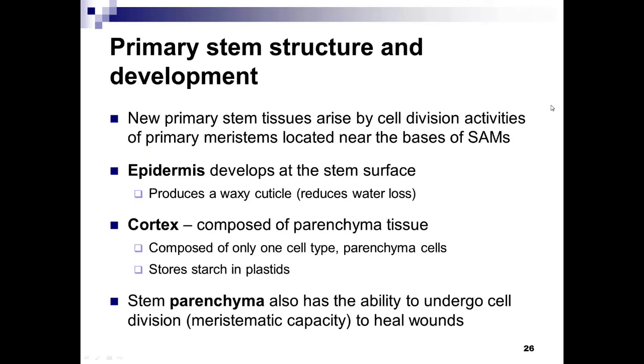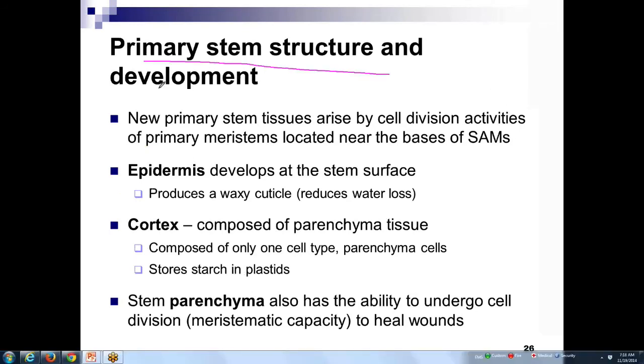Okay? So let's now zoom in on this a little bit more. Primary stem structure and development. Let's look at the development and the actual structures of primary growth and lengthening. New primary stem tissue arises by cell division, right? So cells are dividing in the apical meristems and the primary meristems near the bases of the SAMs. You'll find all your primary meristems, your protoderm, your procambium, your ground meristem, located just downstream from the shoot apical meristem, which is at the very tip of the stem.